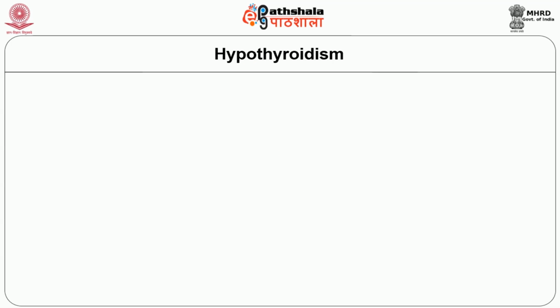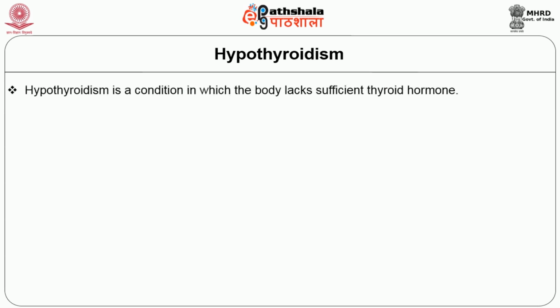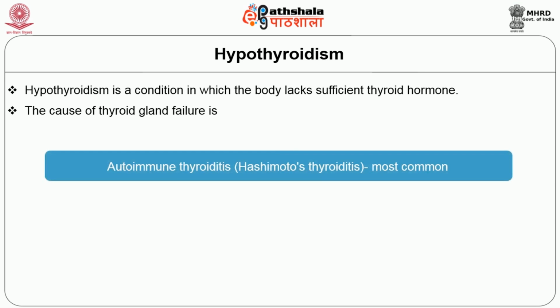The next topic is hypothyroidism. It is an underactive thyroid. Hypothyroidism is a condition in which the body lacks sufficient thyroid hormone. The cause of thyroid gland failure is autoimmune thyroiditis, that is called Hashimoto's thyroiditis. It was first diagnosed in Japan, hence the name Hashimoto thyroiditis. It is the most common form of hypothyroidism.